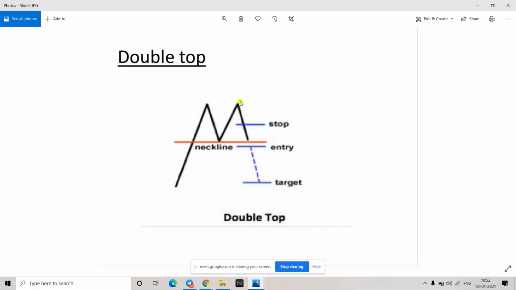If it is not breaking the high, that means there is some problem. And what about triple top? This is double top. See, triple top is more confirmation.